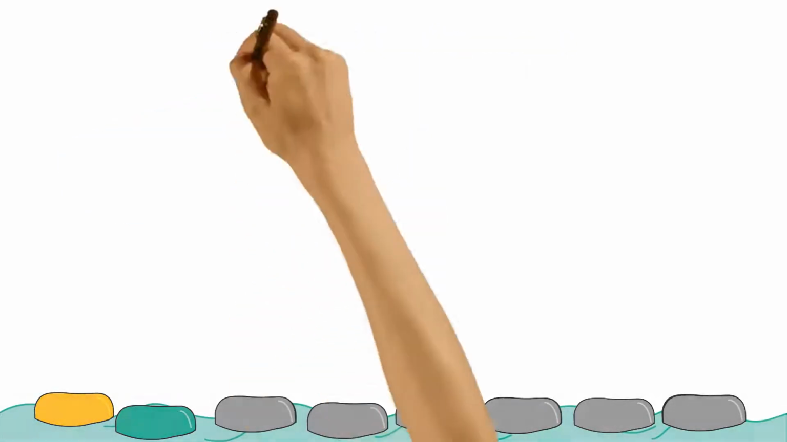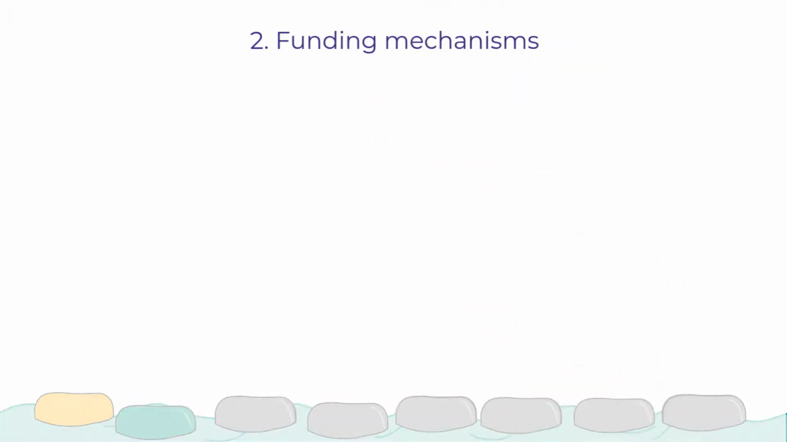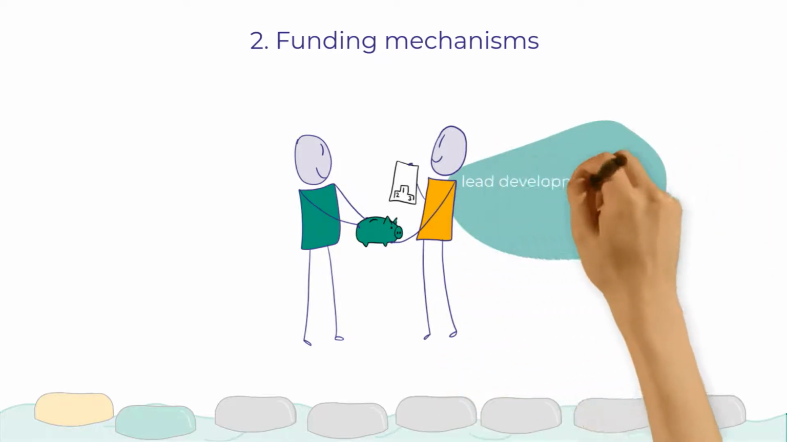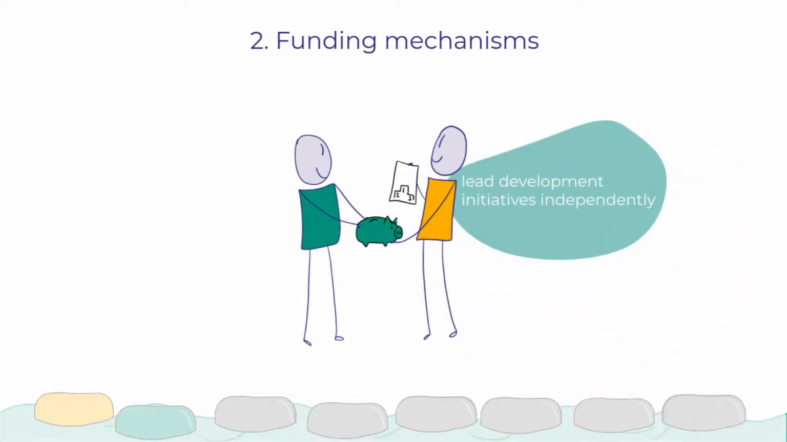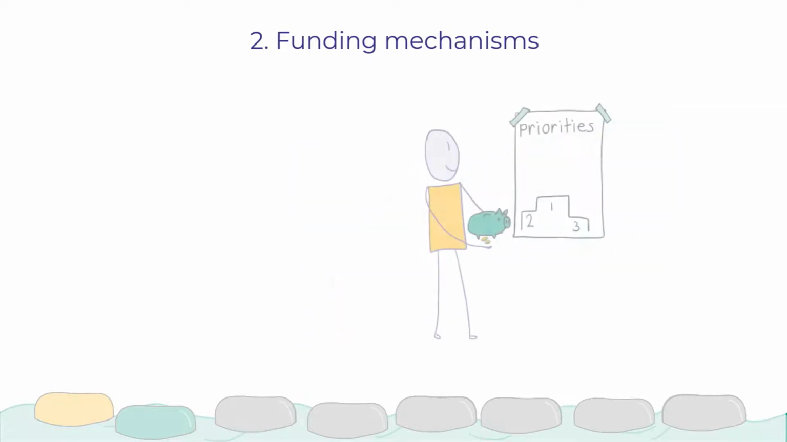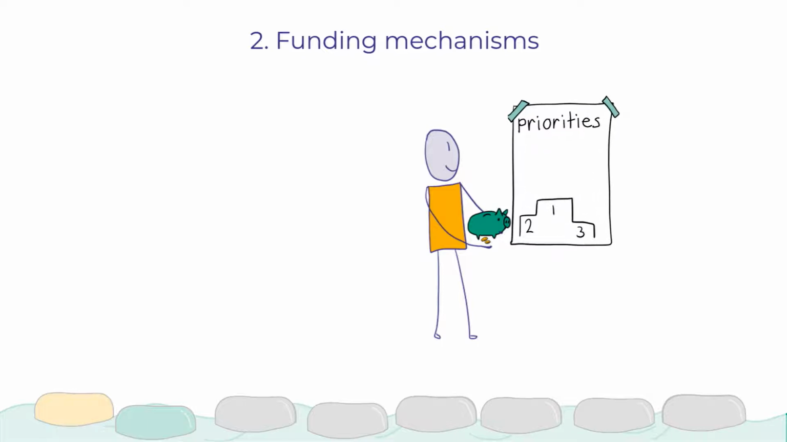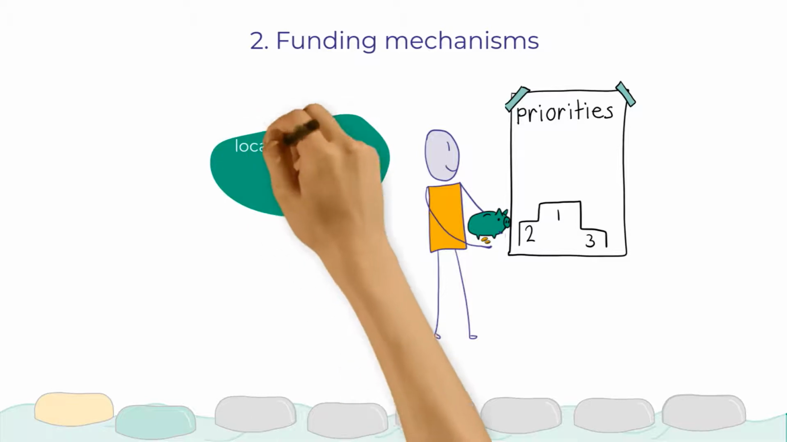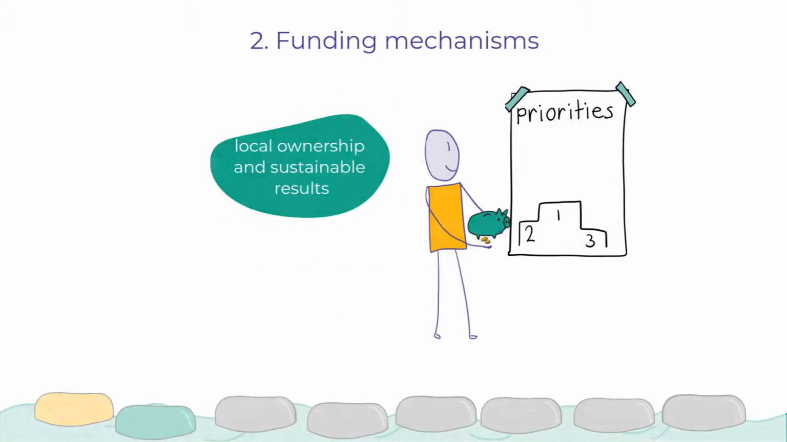The second stepping stone is about how donors support CSOs financially. The key here is that a funding mechanism allows CSOs to lead development initiatives independently. CSOs are development actors in their own right and are essential partners of public and private actors in their pursuit of the 2030 Agenda. If donors' funding modalities support CSOs' own priorities and approaches, this is more likely to lead to local ownership and sustainable results.